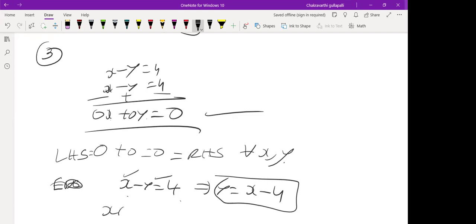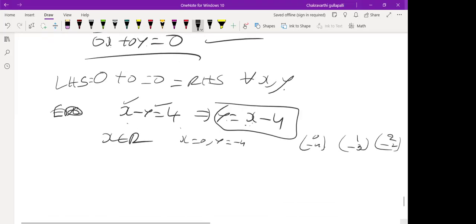Then what are the values of x? x is real. You can give any value for x and that will give you y. If x is 0, y is minus 4. So the solution is (0, minus 4). If x is 1, y is minus 3. This is also a solution. If x is 2, y is minus 2. This is also a solution. Like this, there are infinitely many solutions. How many solutions? Many solutions.